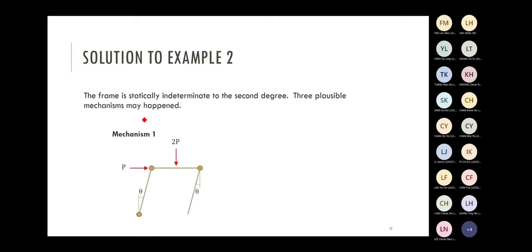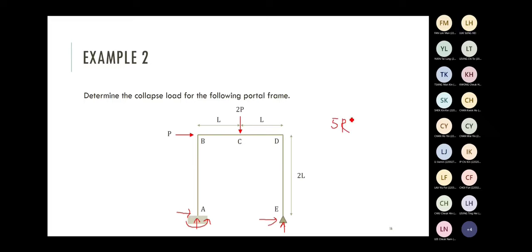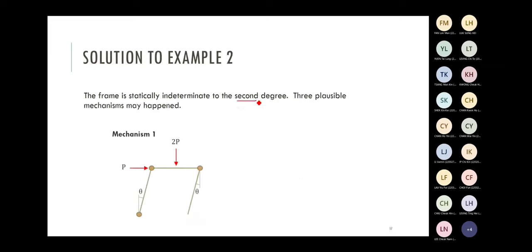So, for example, this frame structure has a degree of static indeterminacy equal to 2. How to count static indeterminacy? You can firstly draw the reactions. At the fixed end, you have 3 reactions. At the pin end, you have 2 reactions. So in total, you have 5 reactions. For frame structures, you have 3 equilibrium equations: moment equilibrium, horizontal force equilibrium, and vertical force equilibrium. So 5 reactions minus 3 equations gives you 2. So the degree of indeterminacy is equal to 2.